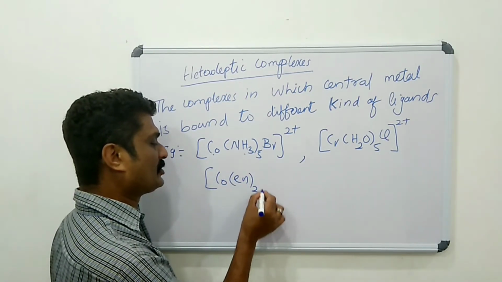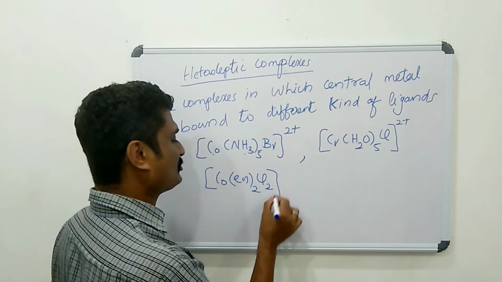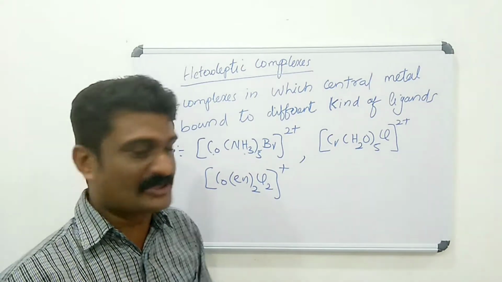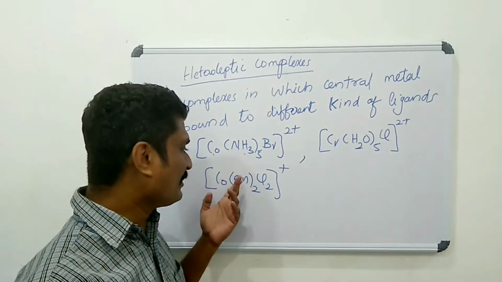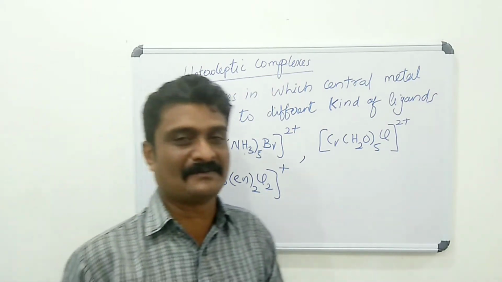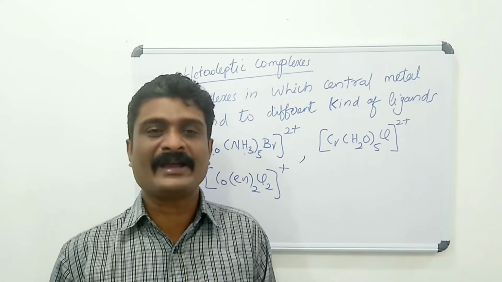[Co(en)2Cl2]+. Here the central metal cobalt is bound to two kinds of ligands, ethane-1,2-diamine and Cl-. Okay.